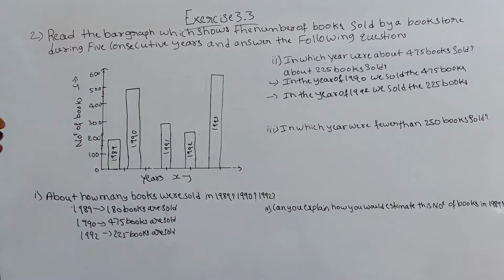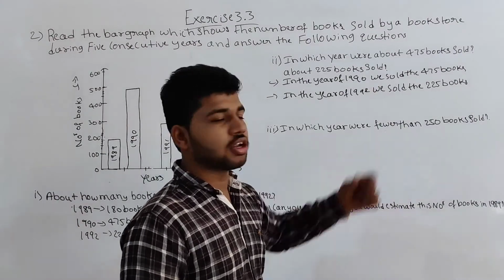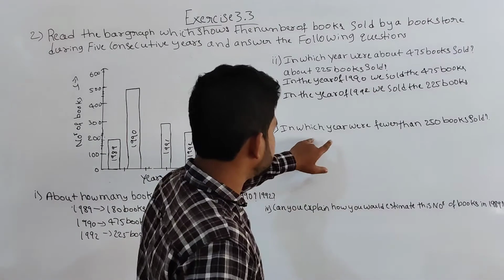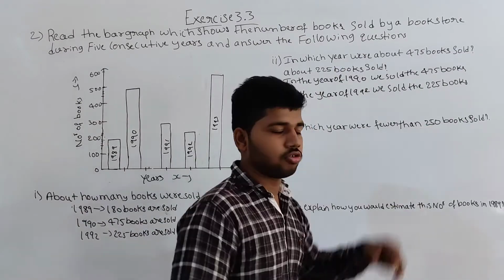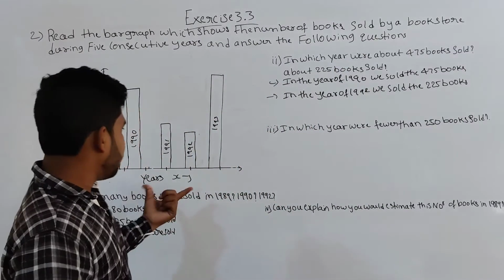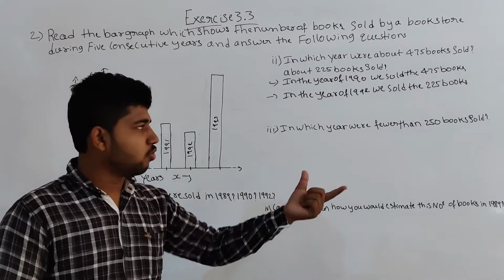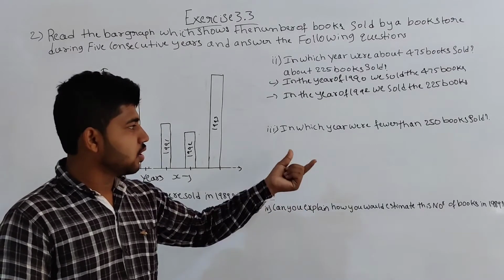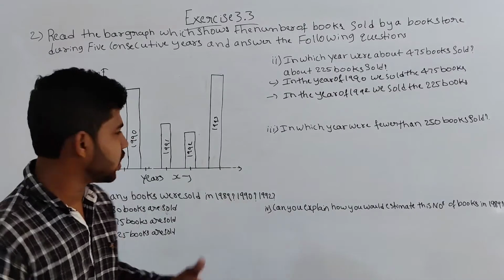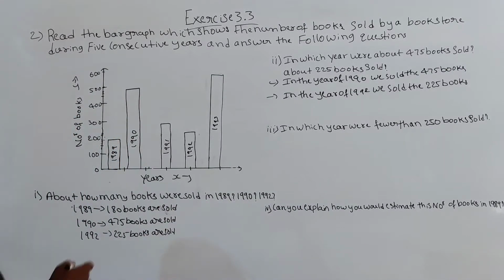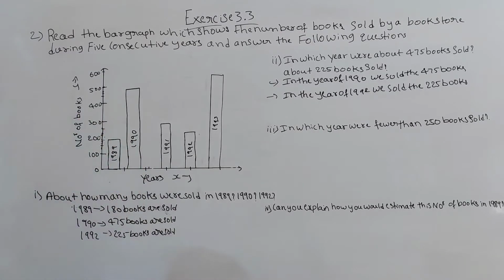And coming to the third question, in which year were fewer than 250 books sold? In which year were fewer than 250 books sold? What is the question? In the given years, which years had fewer than 250 books sold? Look at the graphs here. It is in between 200 and 250 on the graph.